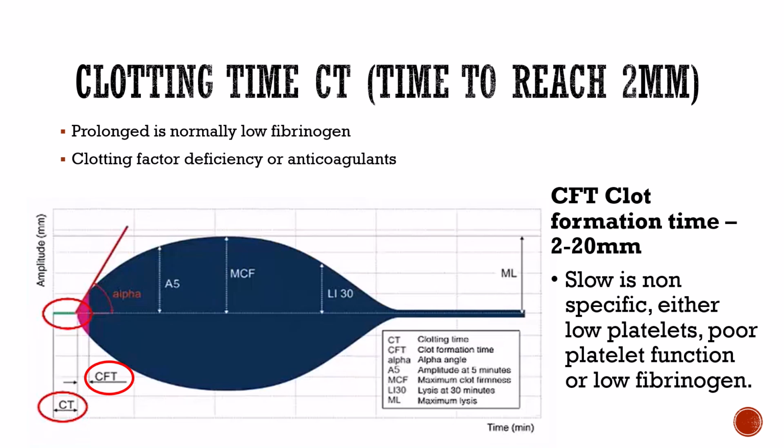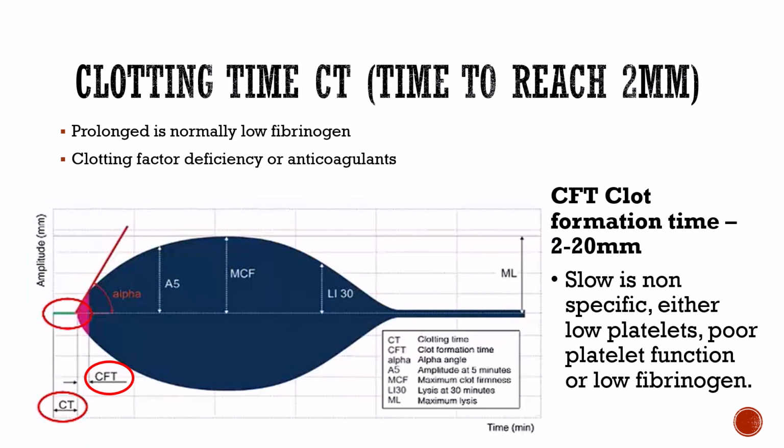If you have a prolonged clotting time, most commonly this is because you have low amounts of fibrinogen, factor 1. Another common reason is that you've got a clotting factor deficiency or you're on anticoagulants.